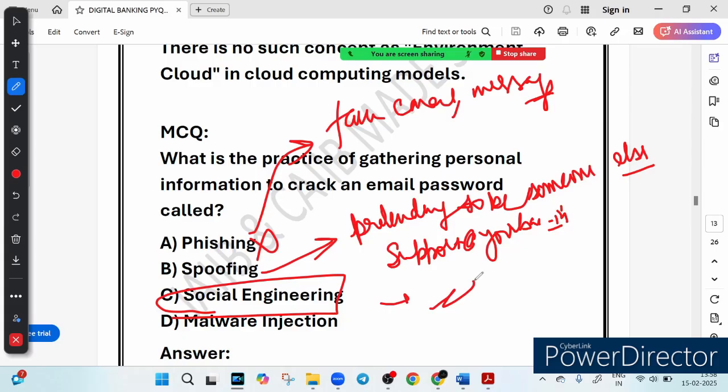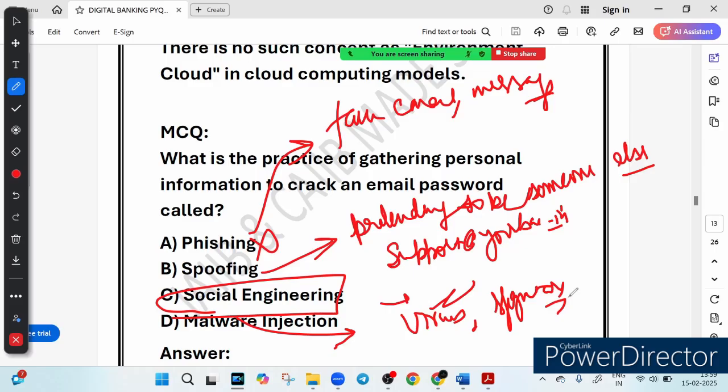And option D says malware injection. What is malware injection? This is harmful software that hackers use to infect a device and steal information, like viruses, spyware, and ransomware. In malware injection, hackers trick users into downloading malicious software that secretly steals their login. For example, you download a free movie player from an unknown website. The software installs a keylogger that records everything you type, including your email password.